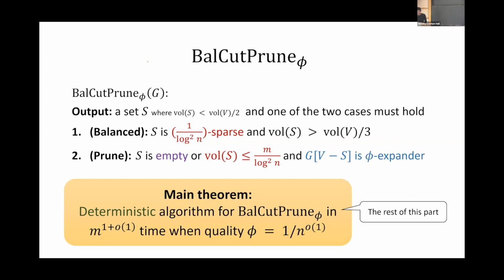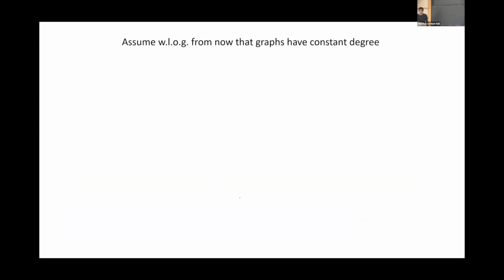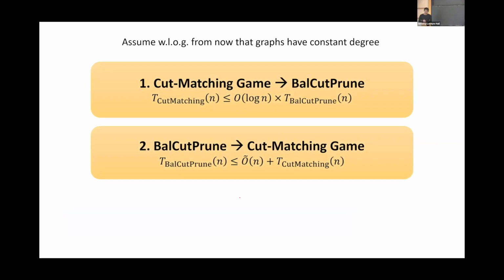So let's prove this main theorem. And actually we can assume without loss of generality that the graph has constant degree. I will assume this in this part from now. And our strategy is this.